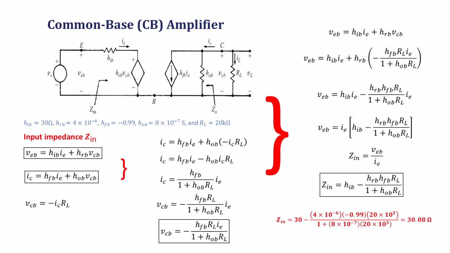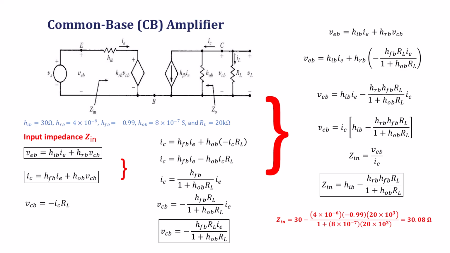Since Z in is defined as VEB over IE, dividing through gives us Z in equals HIB minus HRBHFBRL over 1 plus HOBRL. Plugging in the numbers, 30 minus 4 times 10 to the negative 6 times negative 0.99 times 20 times 10 cubed all over 1 plus 8 times 10 to the negative 7 times 20 times 10 cubed. That gives us Z in equals 30.08 ohms.